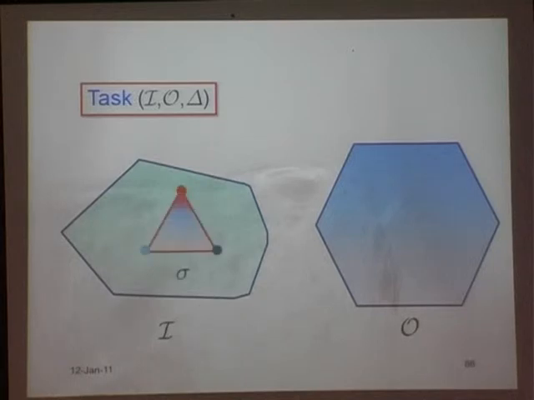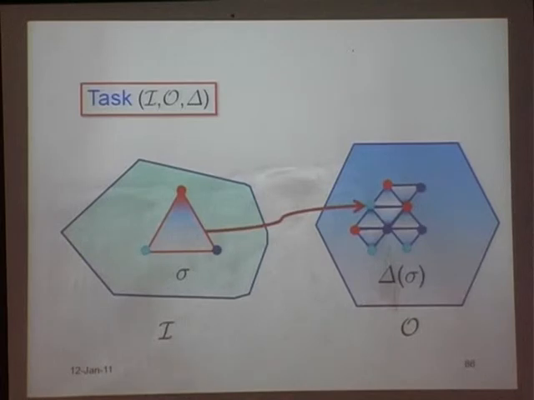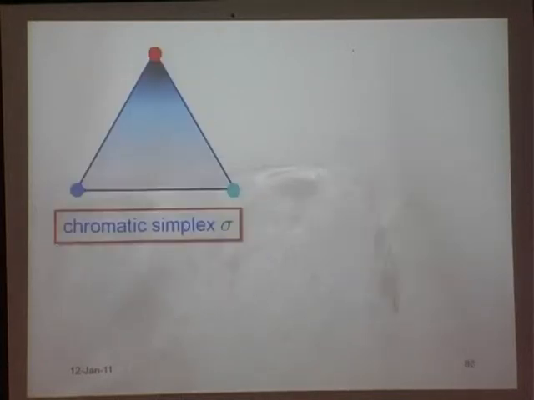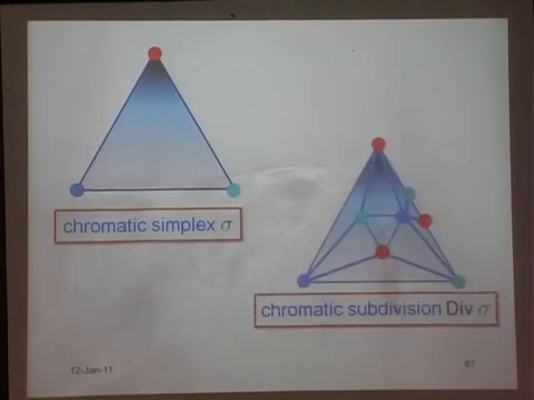And what the task specification says is that for any input simplex, sigma, delta maps it onto a complex over here. Now this is a colored task. So we have red, green, and blue on both sides here. And so I'm given a chromatic simplex sigma. Chromatic just means that I have a distinct color at each vertex. I have a chromatic subdivision.